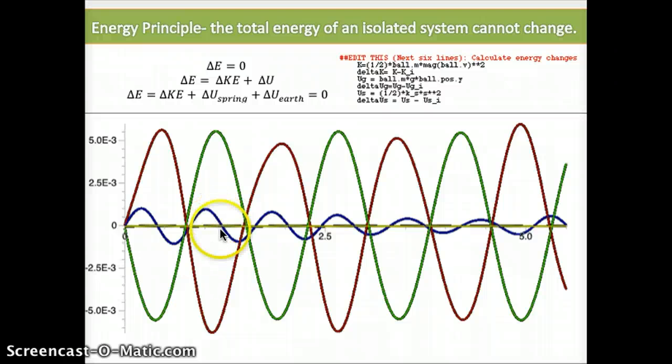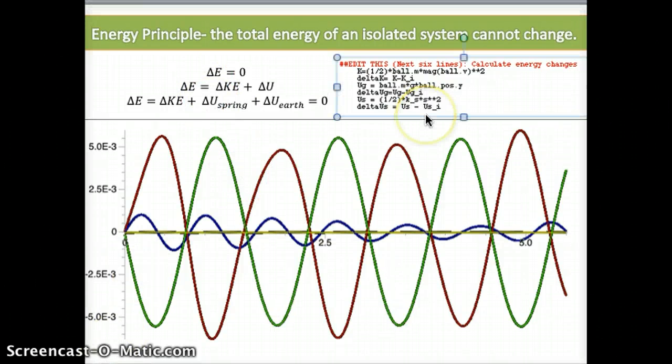Finally, and most importantly, keep note that the change in total energy, noted as the yellow line, is zero. Because the change in total energy is zero, we can say that the model does indeed satisfy the energy principle. Now, it's important to note that this is a simplified version of the energy principle, which assumes that no energy is transferred to and from the surroundings of the system.